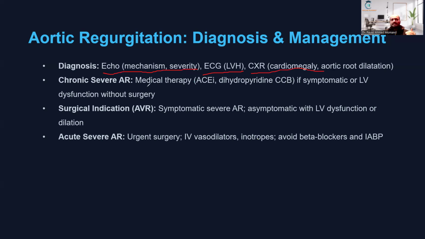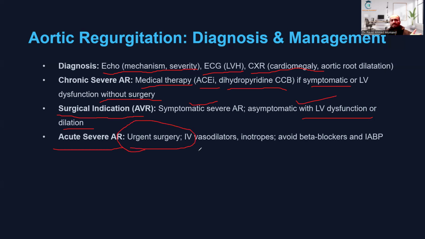In chronic cases, we manage it by medical therapy, ACE inhibitors, CCBs like amlodipine, if the patient is symptomatic or left ventricular dysfunction is present without surgery. For surgery, we need to have an indication. Indication is symptomatic severe, or asymptomatic with left ventricular dysfunction or dilatation. Now, in cases of acute severe regurgitation, we can consider urgent surgery, but in order to prepare the patient for surgery, give them vasodilators, inotropes, and avoid beta blockers and medications that lower afterload.